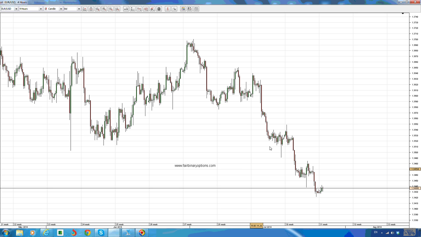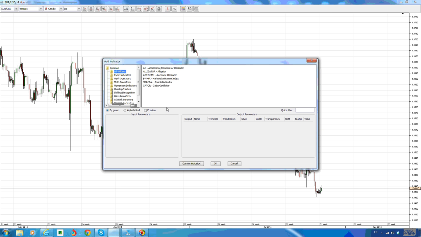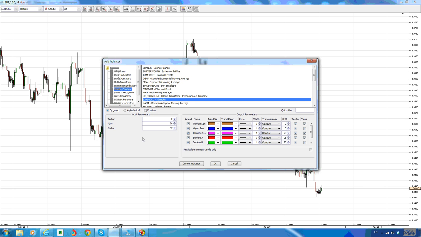Depending very much on the platform that is used, the Ichimoku can be found under the indicators and oscillators on the regular MetaTrader. On JForex, if you click on the Add Indicator tab, you will have a pop-up window like it is here, and under the Overlap Studies, you have the Ichimoku, as it is being called.